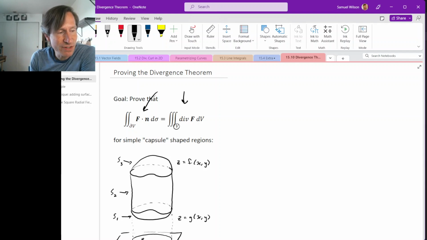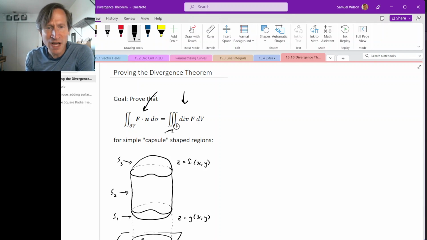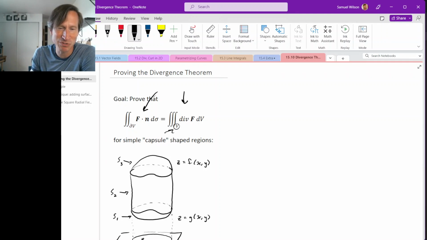And as with Stokes' theorem and with Green's theorem, the strategy is to, rather than trying to prove this formula for a volume of any shape, prove it for volumes that have a very specific special shape and somehow use the specialness of that shape to assist with the proof, to let us do some calculations in the proof. And the special shape that we came up with is this capsule type shape. So essentially, the sides of it are a cylinder and the top and the bottom caps are graphs.